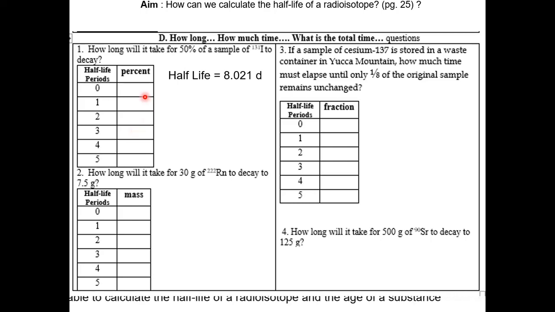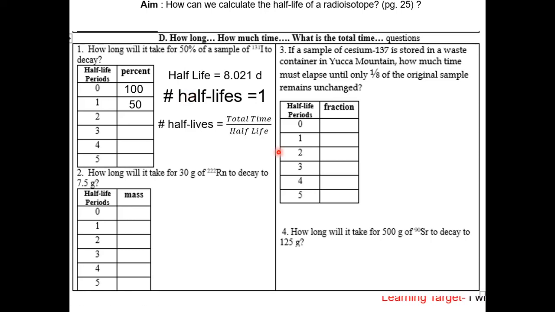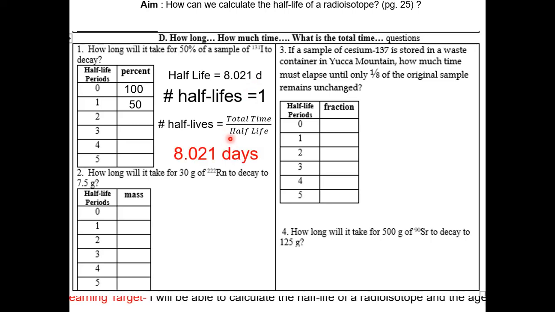We know in the beginning we have 100%. In the first half-life, we have 50%. Therefore, we know that only one half-life has passed. Next, we plug into this equation: number of half-lives is equal to total time over half-life. We'll be solving for total time. The number of half-lives is 1. The half-life is 8.021 days. So the total time is 8.021 days.